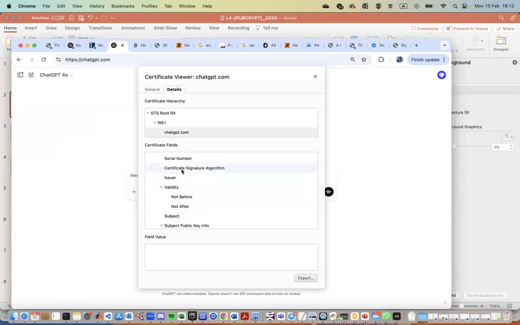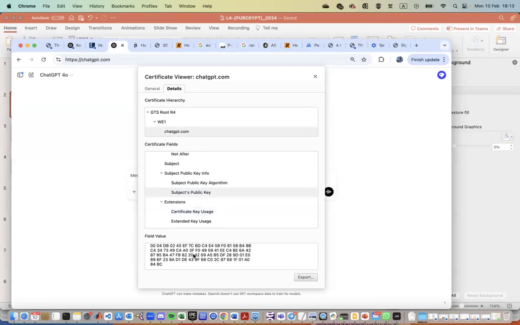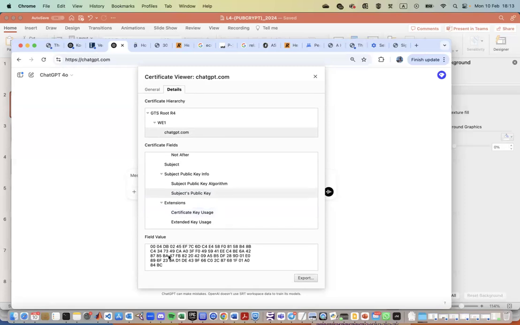So if we check the certificate signature algorithm, here we see something different. It's not RSA, but something completely different, ECDSA. That's what we will cover tomorrow. And if you look at the public key information, it is also in a very different format. There is no modulus, there is no exponent.